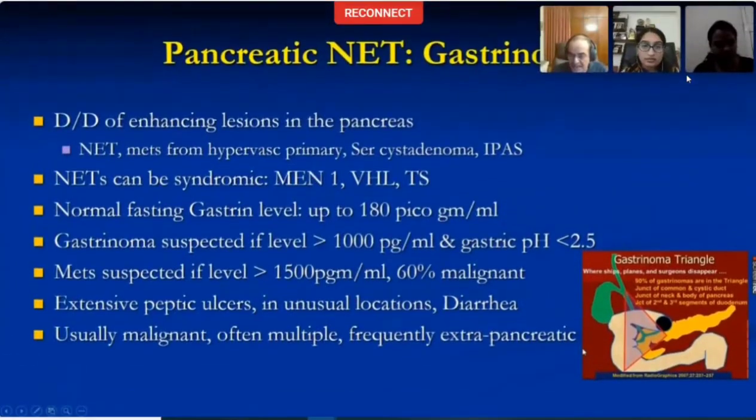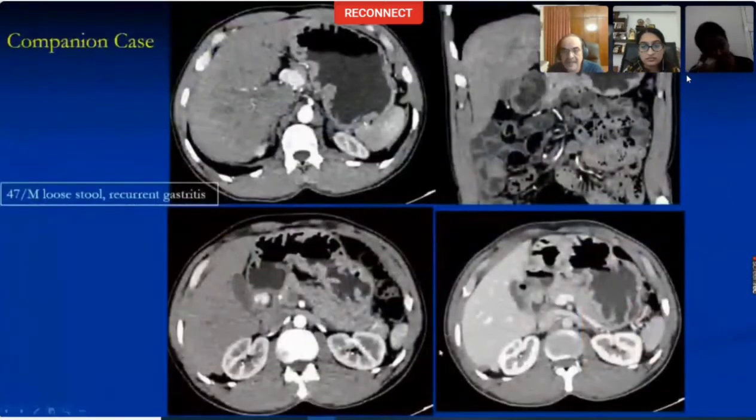60% of gastrinomas are malignant. This is as compared to insulinomas, where the majority, 90% of the insulinomas, are benign. Only 10% tend to be malignant. Whereas in gastrinoma, the incidence of malignancy is much higher. These patients typically present with severe epigastric pain, similar to the pain of peptic ulcer. They get multiple peptic ulcers, which tend to be intractable at unusual locations, and they can also have diarrhea. They can often be multiple, and they can also be extrapancreatic.